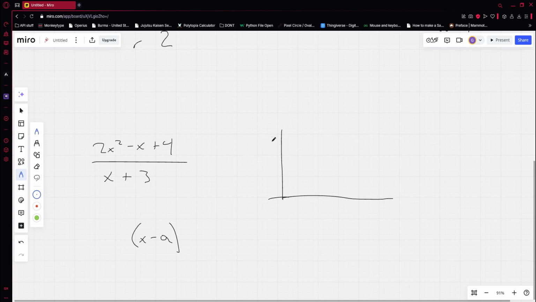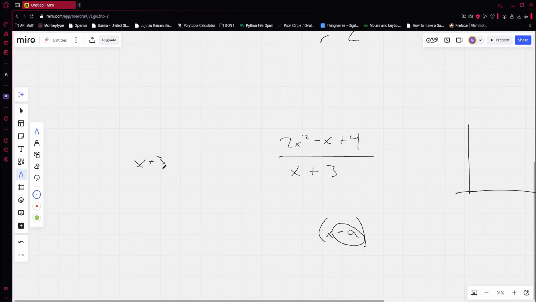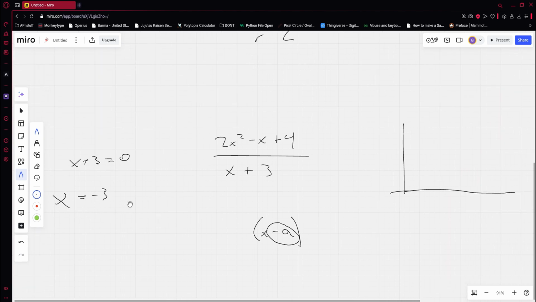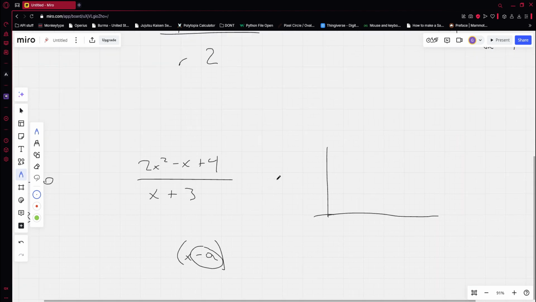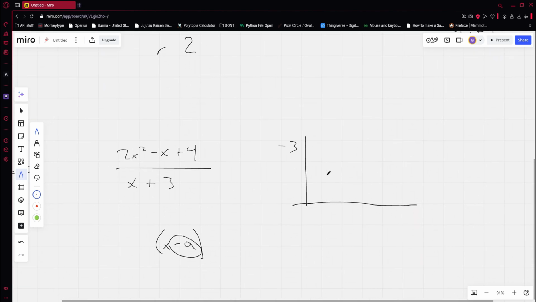And then up here, you are going to write a. And notice how this is minus a. That's because if you were to make x plus 3 equals 0, you get negative 3 equals x. So this plus 3 turns into negative 3. Put it up here. Now I want you to put all the coefficients of x.